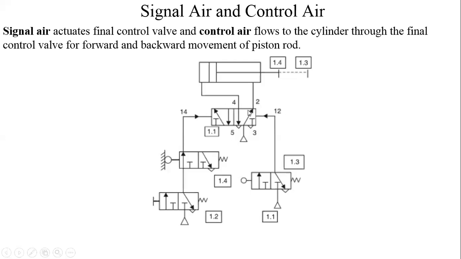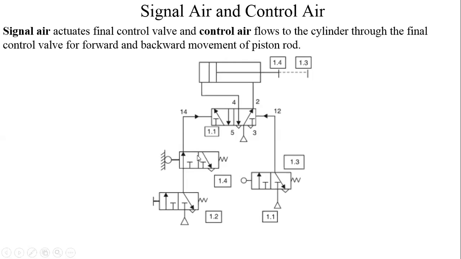Now let us see what is meant by signal air and control air. Signal air actuates the final control valve, and control air flows to the cylinder through the final control valve for forward and backward movement of the piston rod. So while explaining this circuit diagram, you must be aware of a very important concept, and that is signal air and control air. What is signal air? Signal air is that which actuates the control valve.